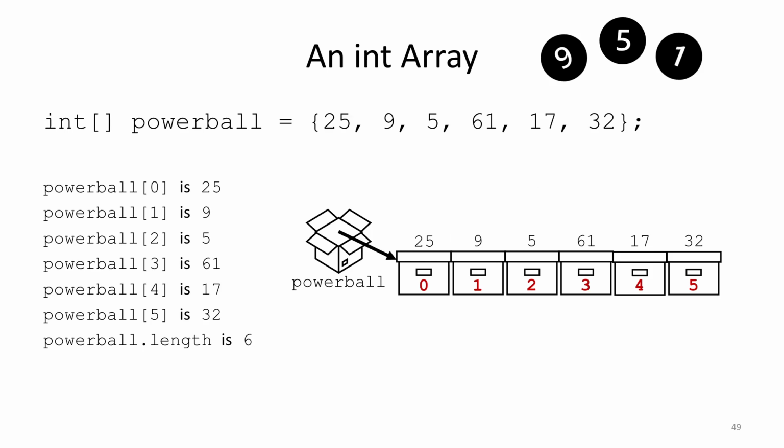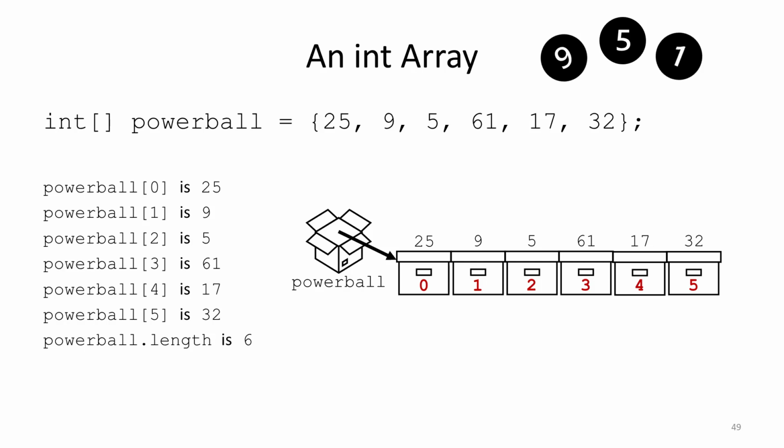Here's an example of an integer array created using approach number 2. So I know the values that I want to store in the array. I have int array powerball equals and then some integer values. Since the array has been declared an integer array, the values in the curly brackets need to be integers. So I have 25, 9, 5, 61, 17, and 32. That is a total of 6 values. Each of those values is stored at an index in the array. So 25 is stored at index 0 and 32 is stored at index 5.